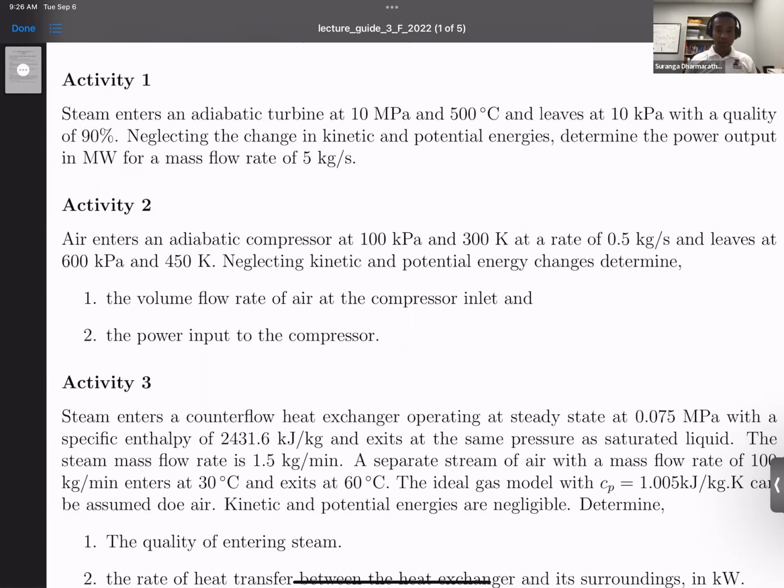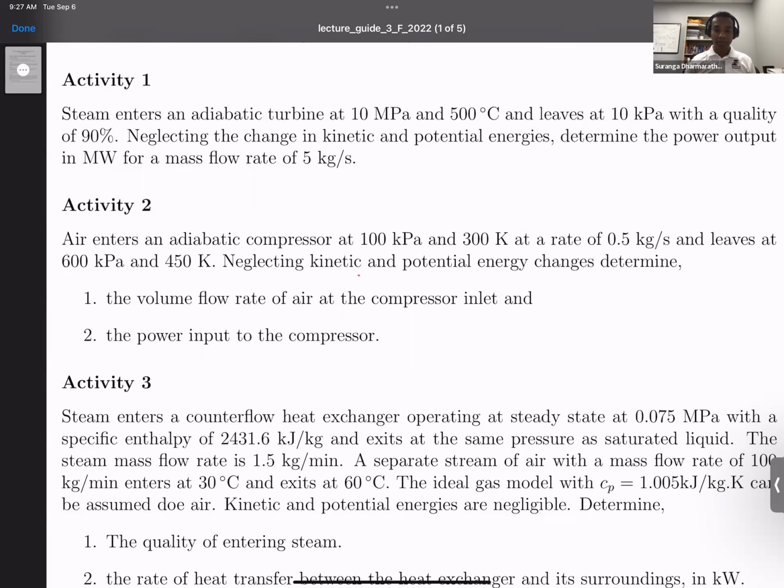For this, we're going to consider another problem. So the problem number 2 here: air enters an adiabatic compressor at 100 kPa and 300 Kelvin at a rate of 0.5 kilograms per second and leaves at 600 kPa and 450 Kelvin. Neglecting kinetic and potential energy changes, determine the volume flow rate of air at the compressor inlet and the power input to the compressor. So in this problem, we'll talk about a process in a compressor.